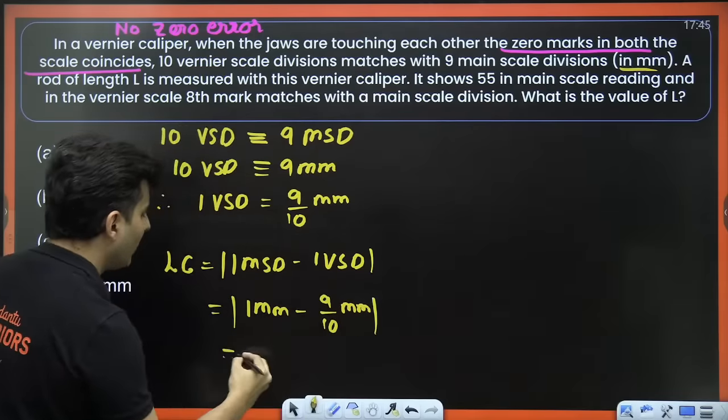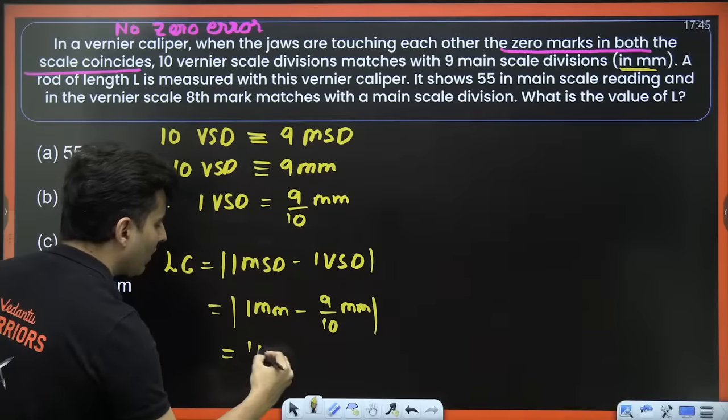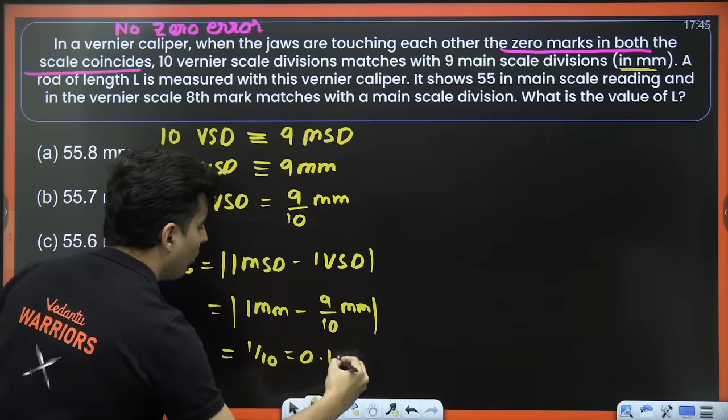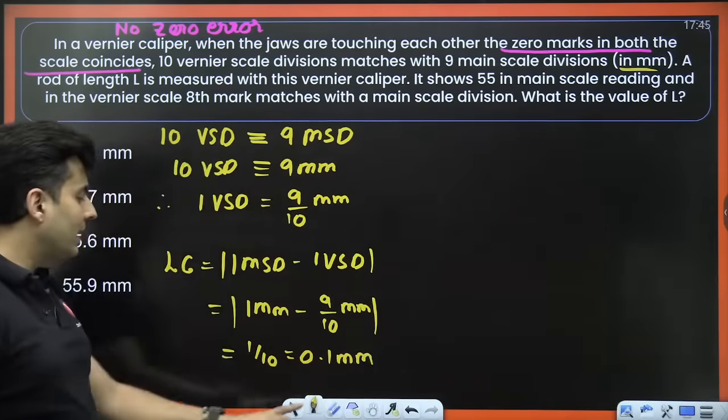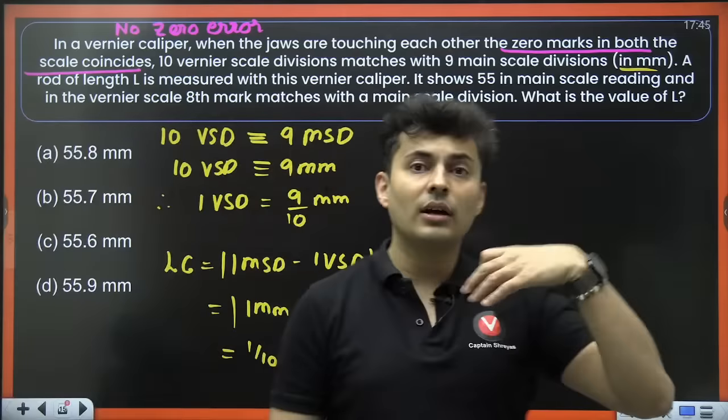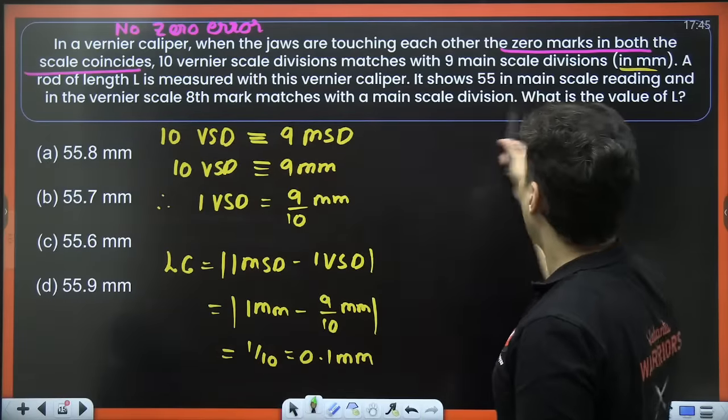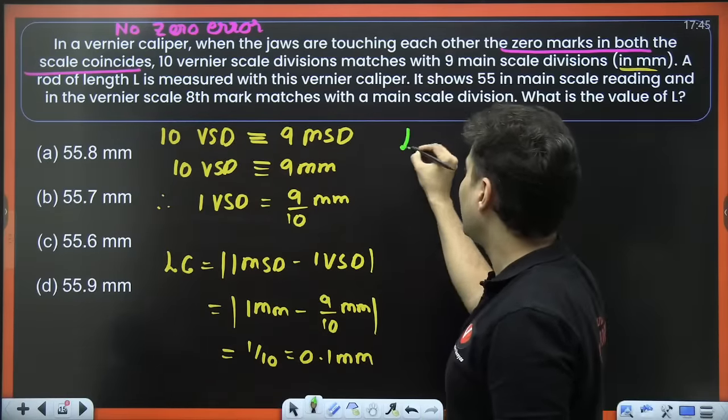So hence, what will you get? You will get 1 by 10, which is 0.1 millimeters. So that is the least count, but that's not the question. The question is, what is the value of that length?